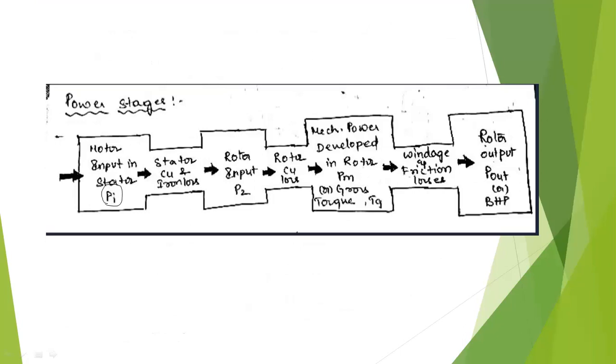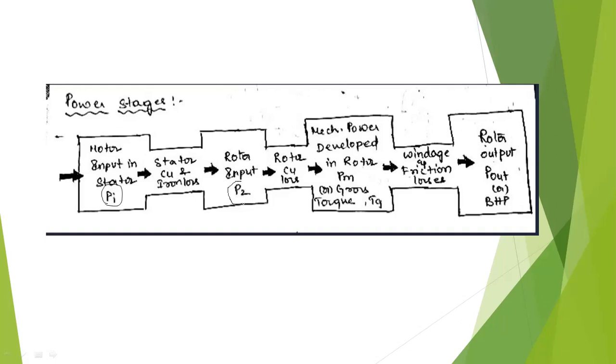Next, when we are giving input to the stator, we are getting some copper losses and iron losses in the stator. So when the input comes to the stator, the output will be the input minus the copper loss and iron loss, right? If you subtract the stator copper loss and iron loss, you will get the rotor input. The power which is fed to the rotor becomes the rotor's input. So the rotor input is P2.